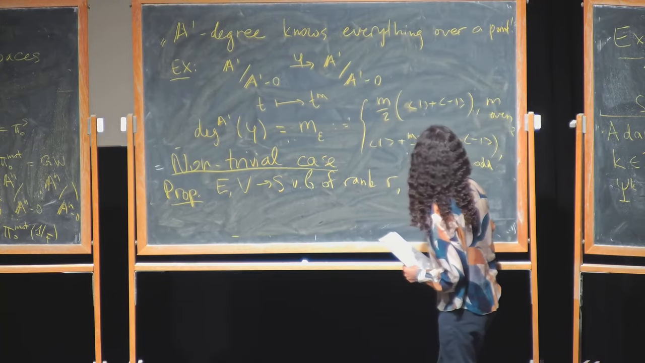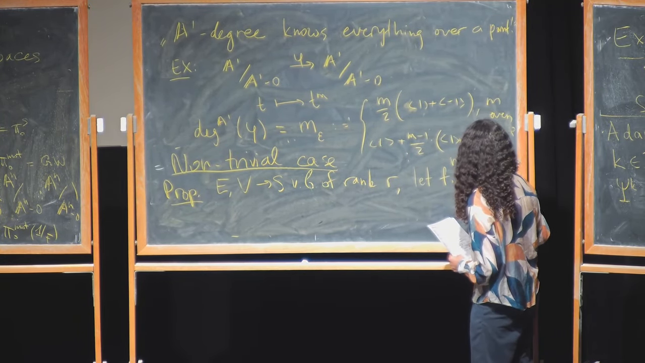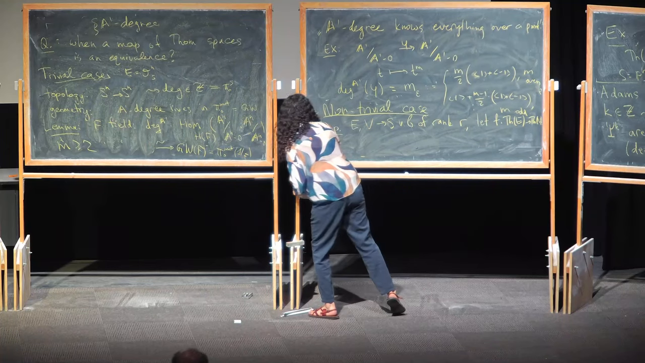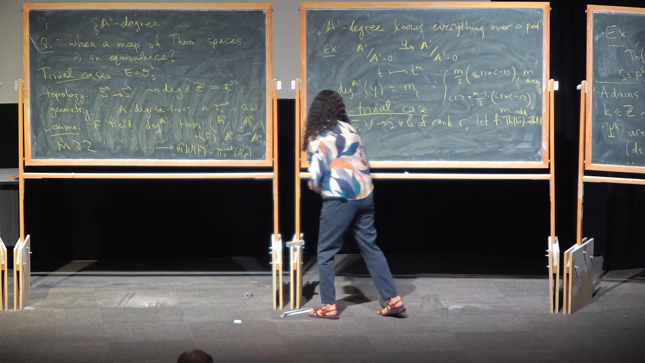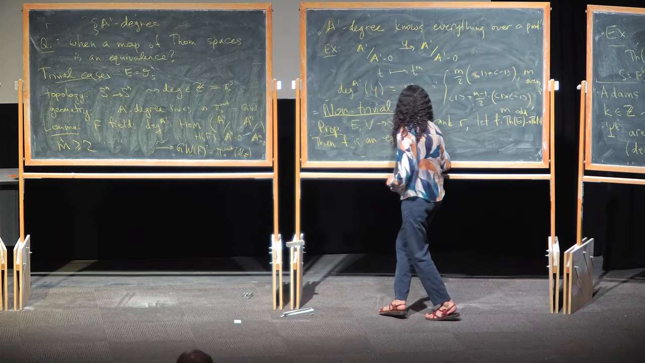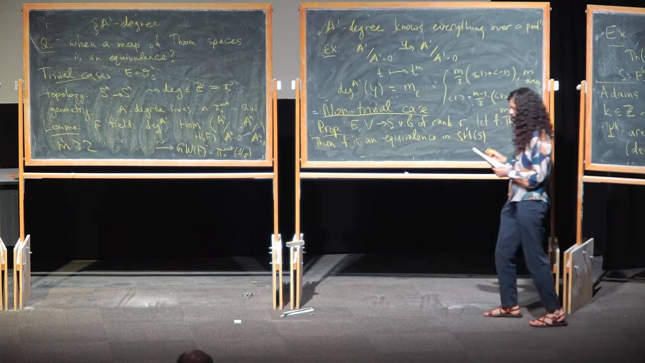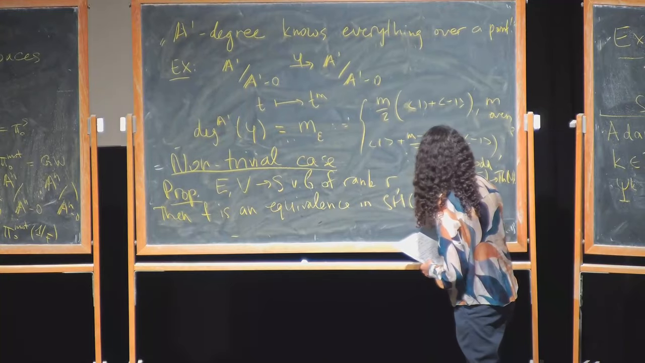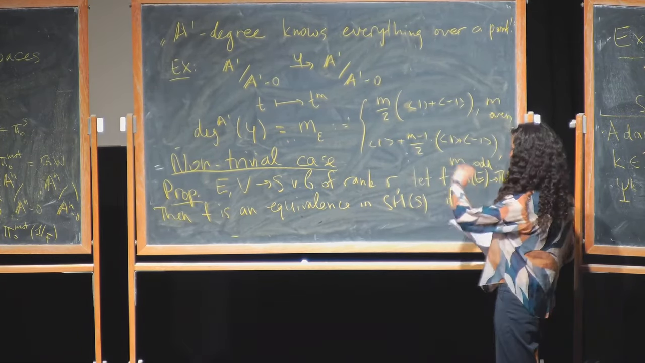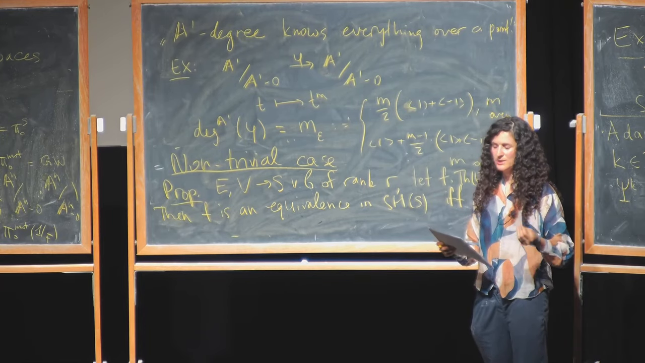So you have a map from the Thom space of one thing to the Thom space of the other thing. Then the claim is that we can check whether this map is an equivalence in SH if and only if, and here is the reduction to the simple case, the degree at every generic point is a unit in the Grothendieck-Witt group.